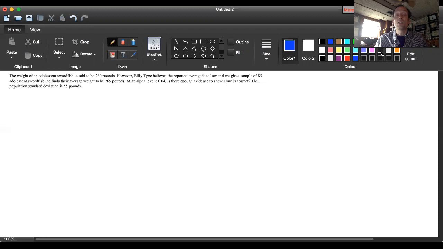But if it's not significantly higher, it means that it was just a fluke, and the difference was only due to sampling error.